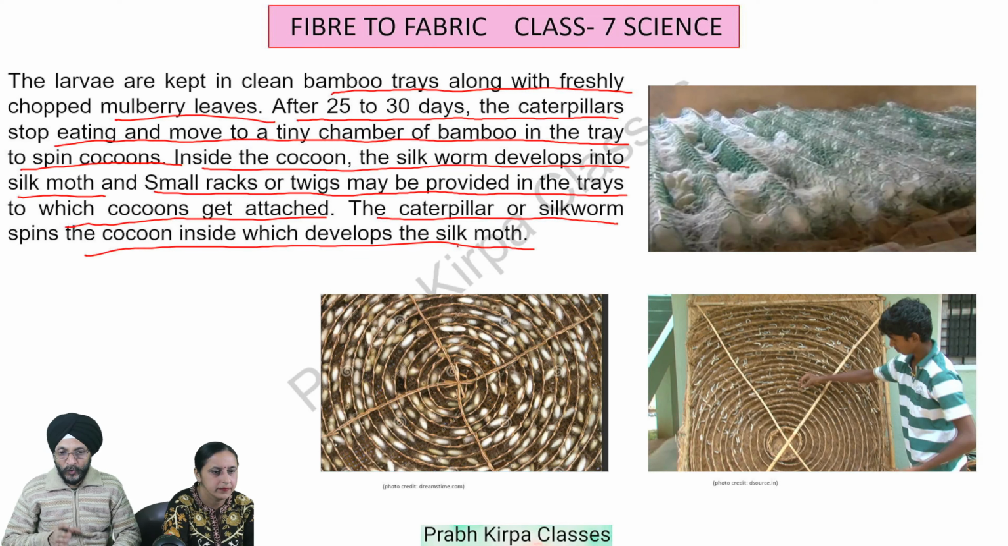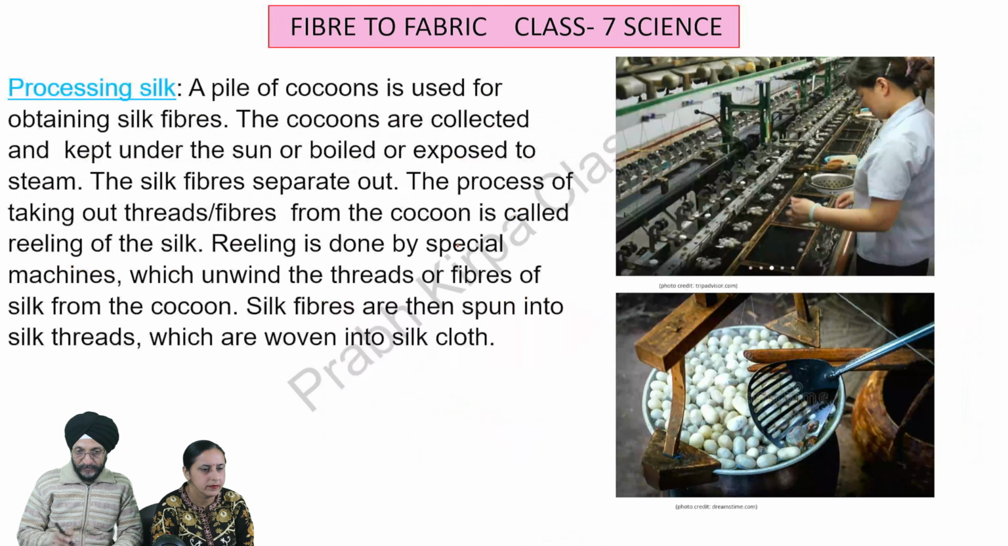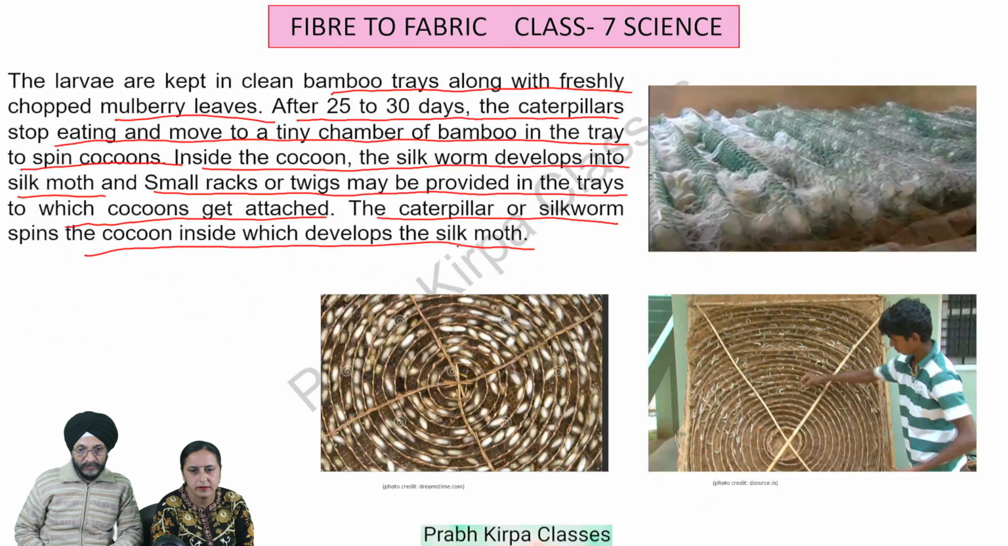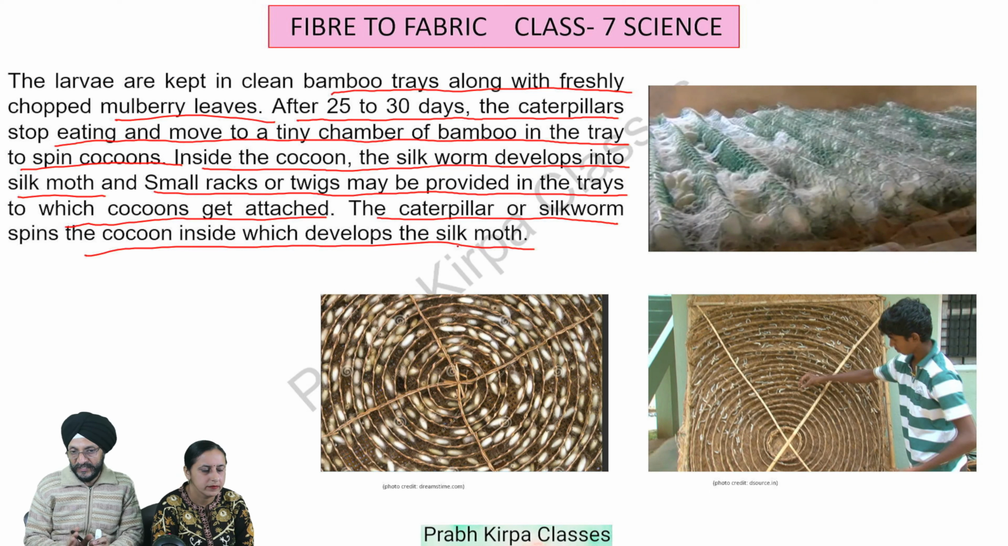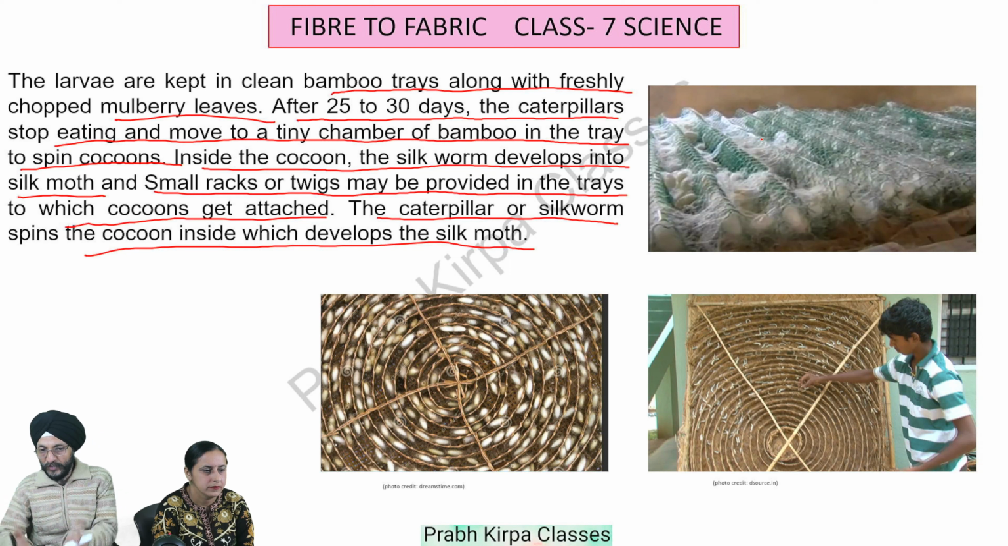You have been told in the previous slide that when the larva stage has come, they have started developing, then a plastic sheet with holes in it is laid on those cocoons, on those larvae. These larvae get attached to these tiny sheets of plastic where they develop cocoons.